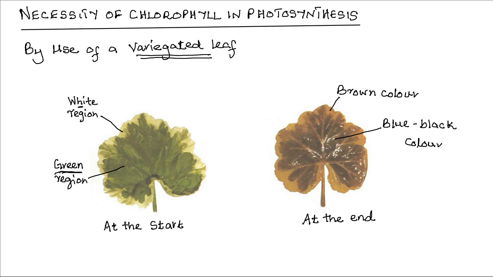So the presence of starch in the green area shows that it's only where chlorophyll is present that starch is formed, and therefore it's only in this area that photosynthesis took place. Absence of starch in the non-green area shows that where there are no chlorophyll molecules, no photosynthesis took place, and therefore we can conclude that without chlorophyll, there is no photosynthesis.